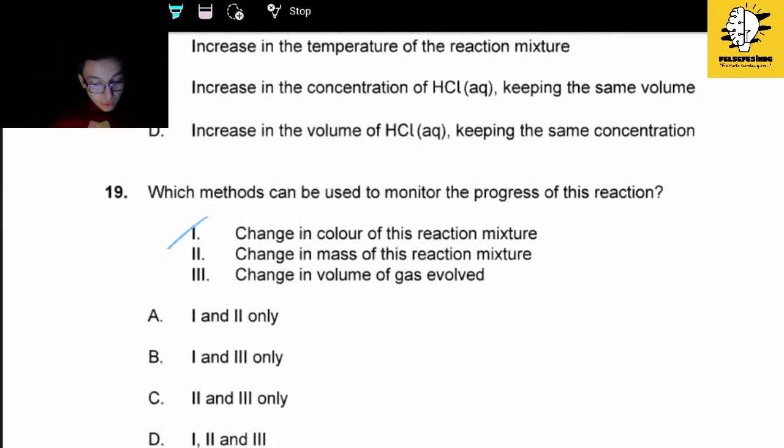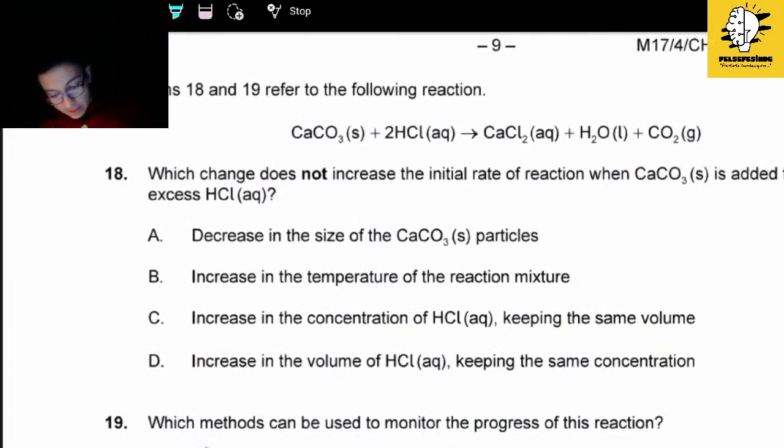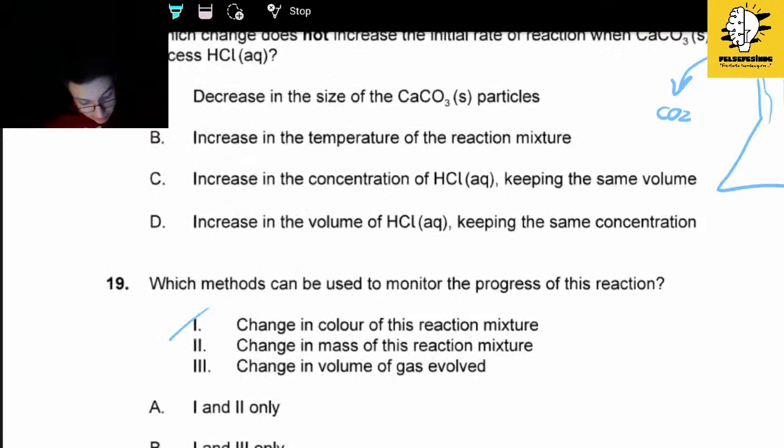Change in mass of this reaction mixture, it says. There will be a change in mass, and it is because of this carbon dioxide here. Look at its state. It is gaseous. So if we had it in a flask like this, carbon dioxide would go out, so it would decrease the mass. So definitely we have this.